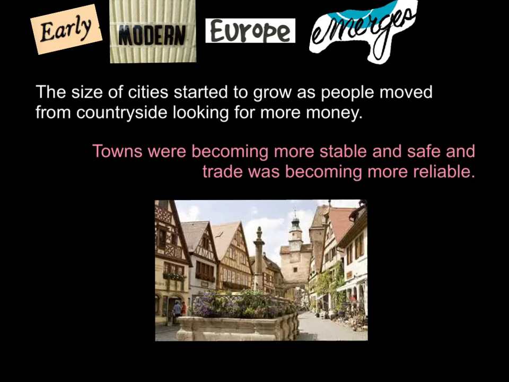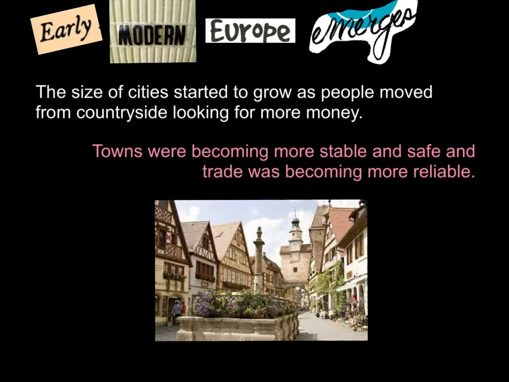We have been talking about how during the feudal times the sizes of cities were shrinking or disappearing because more people were staying within their manors for protection. Eventually, the size of cities starts to grow again because people are moving from the countryside into the major cities for more money. They're becoming more brave about coming out of the manors, as well as the fact that things were becoming a little safer during those feudal times. So the cities start to grow again.